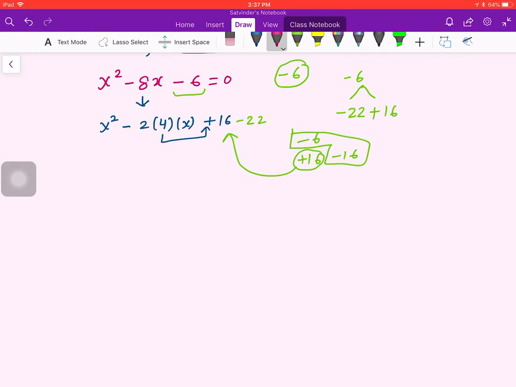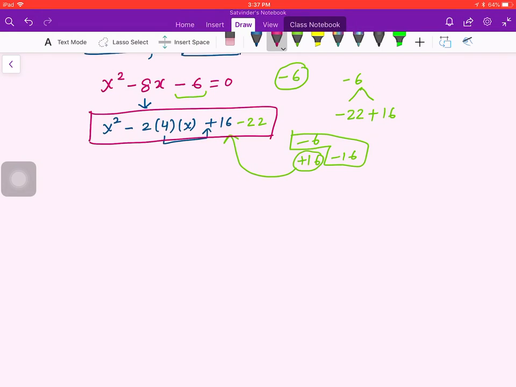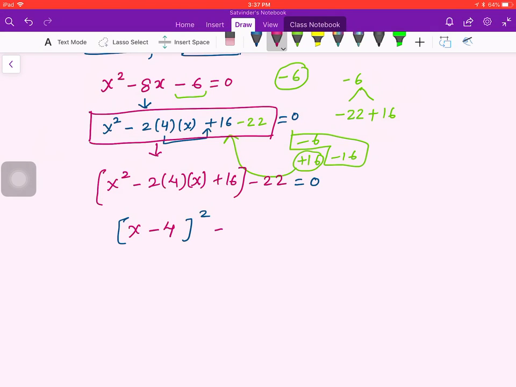So guys, it means we have just converted our equation into this format so that we can write it in the form of a perfect square. So this is x square minus 2 times 4 into x, plus 16. It should be in one bracket, and negative 22 should be outside. Now we can convert it into the form of a square. And don't forget to write equals 0 here. So x minus 4 square minus 22 equals 0.